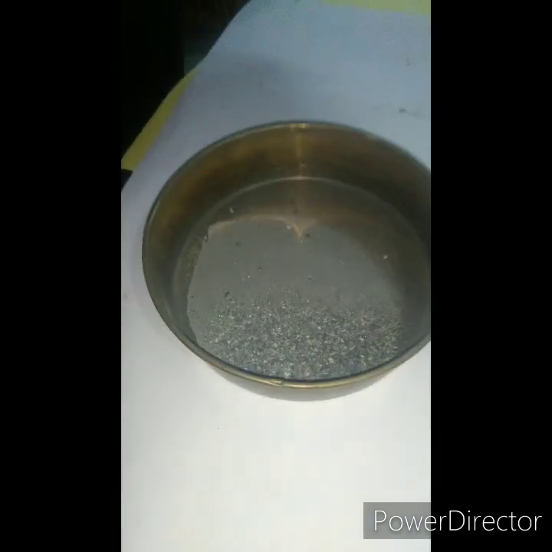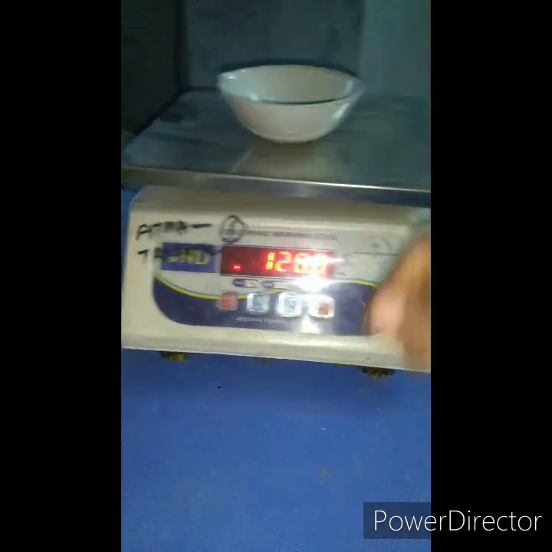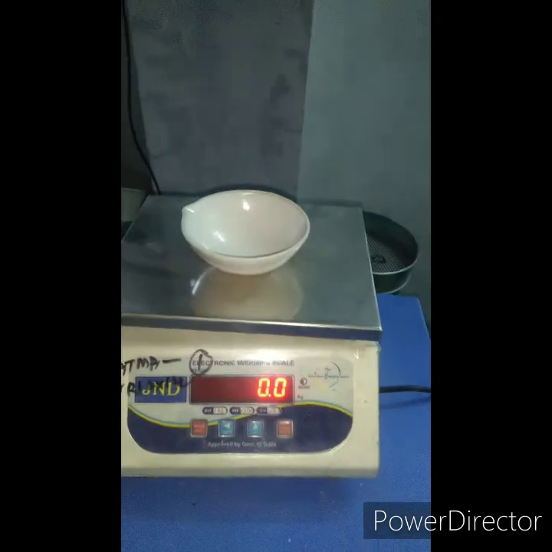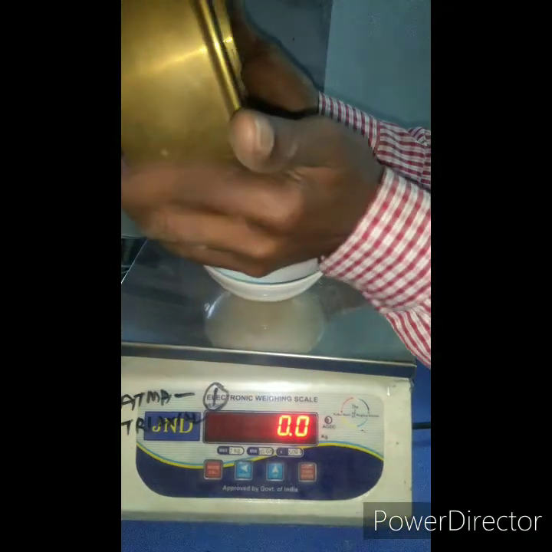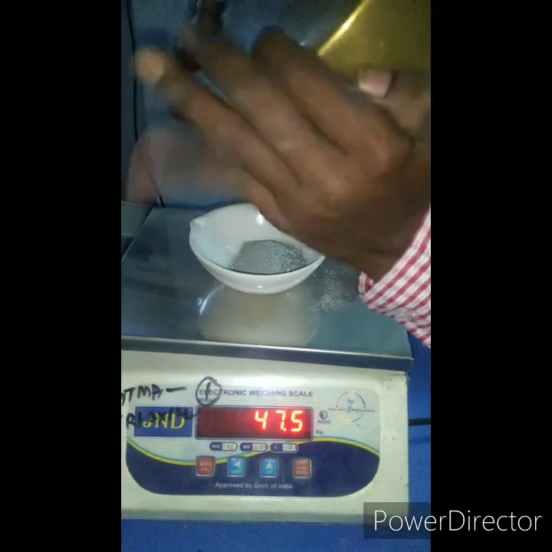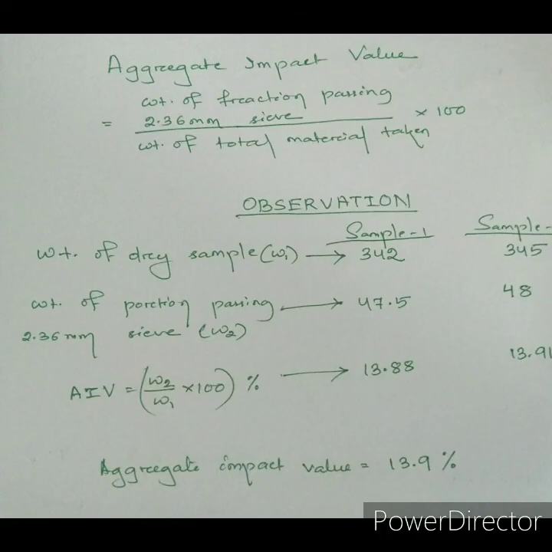The material passed through 2.36 mm IS sieve was taken out for weighing. And it was found to be 47.5 gram. The material retained on the sieve was also weighed and found to be 294.5 gram. This is done only for a check.